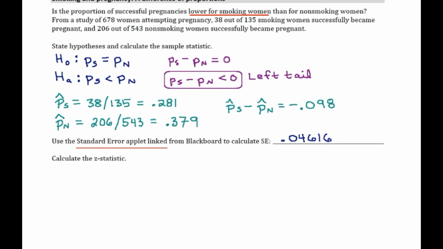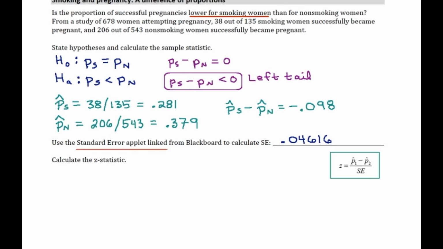Now for my Z statistic, recall we have this nice formula. This is going to be a really easy calculation because I already have both of these quantities calculated. My p-hat S minus p-hat N is negative 0.098, and my standard error is 0.04616. So I get a z-score of negative 2.123.